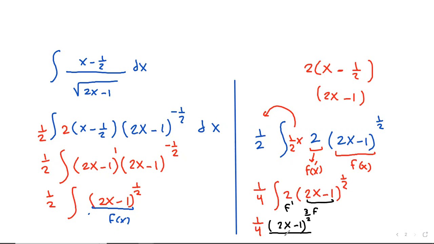Then divide by the new power, 3 over 2. Once again, because we don't have much room here, we write here. So it will be 1 over 4, and here it's divided by 3 over 2, so it will be times 2 over 3, and 2x minus 1 to the power of 3 over 2. 2 times 1 over 4 times 3, so it will be 1 over 6, and 2x minus 1 to the power of 3 over 2 plus c. That's it.